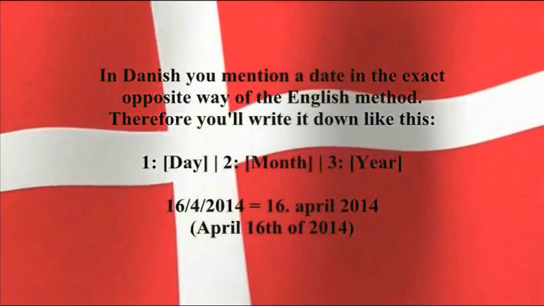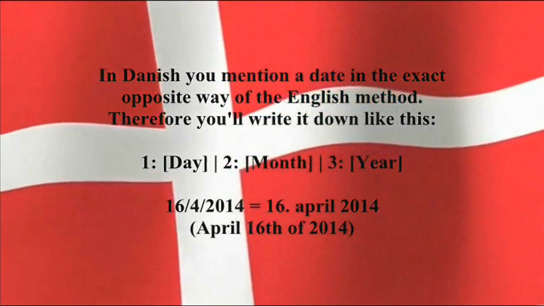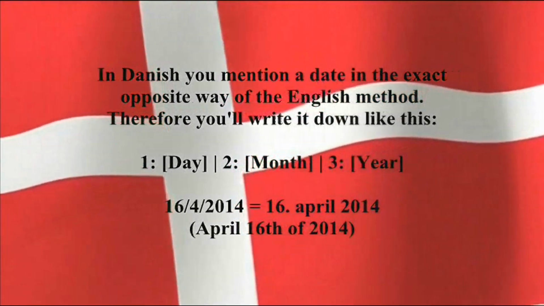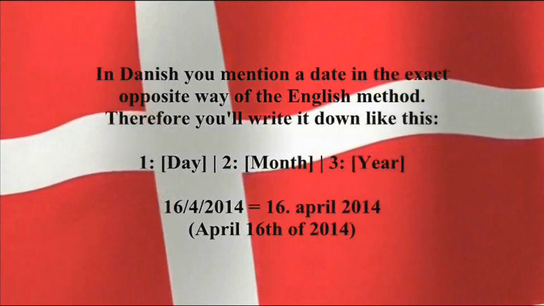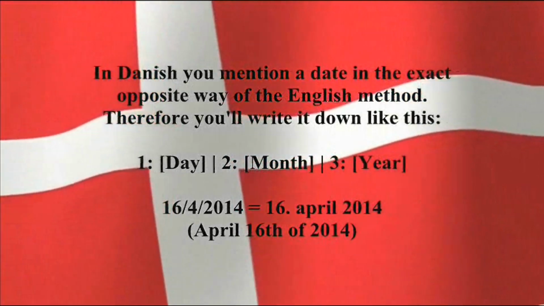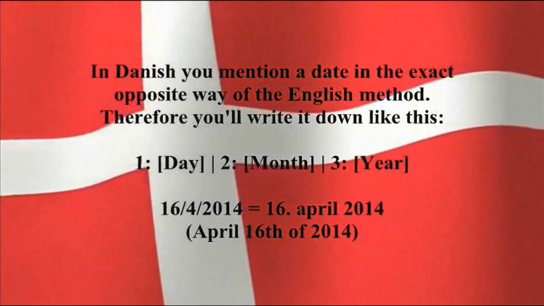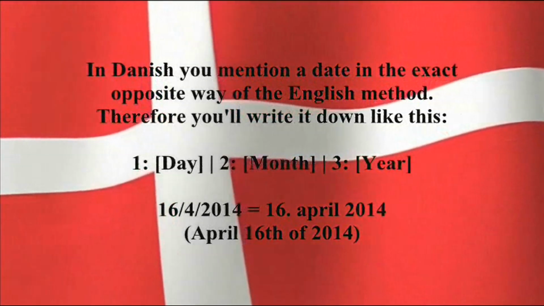In Danish, you mention a date in the exact opposite way of the English method. Therefore, you'll write it down like this. First, you mention the day. Secondly, you mention the month. And number third, you mention the year. Then you will end up having a date which looks like the one that has been written down below. 16/4/2014, which finally gives us the date, April the 16th of the year 2014.